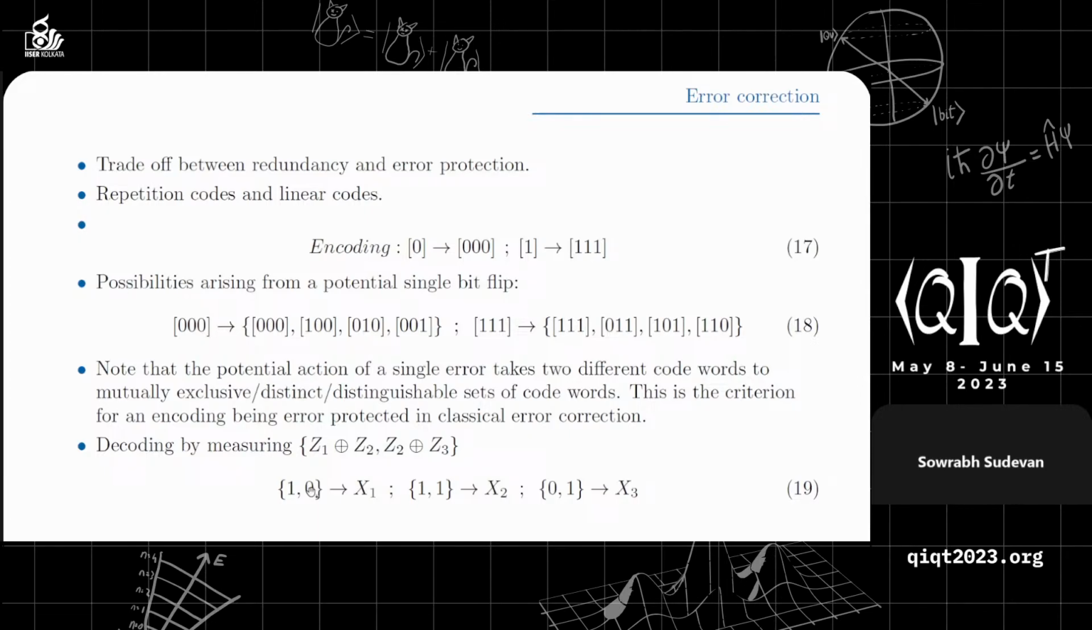So even in classical error correction, the basic idea is first you encode some logical information in a larger physical space, right? And the second part is that this encoding should be such that the set of possible errors will take your code words to different sets of things which are mutually exclusive or distinct or distinguishable.